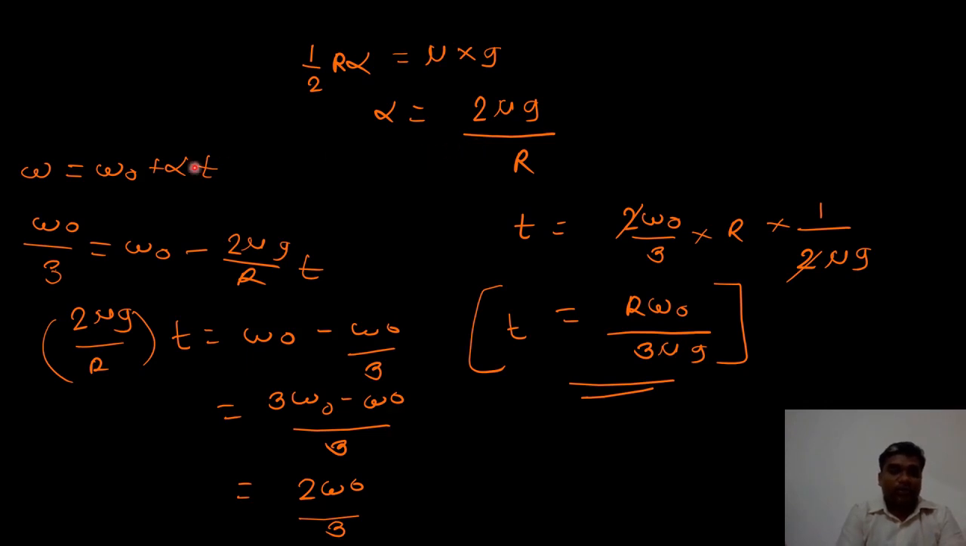Now we can use the equation of motion, omega final velocity, omega naught initial velocity, plus alpha into t, that means v is equal to u plus at. You are getting here the value of t. For that we first replace this omega by omega naught by 3, then omega naught minus 2 mu g upon r into t. After solving this you will get an equation, and the final answer is t is equal to r omega naught upon 3 mu g. This is the time we got here.